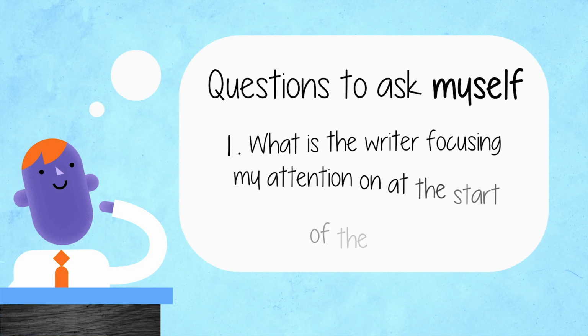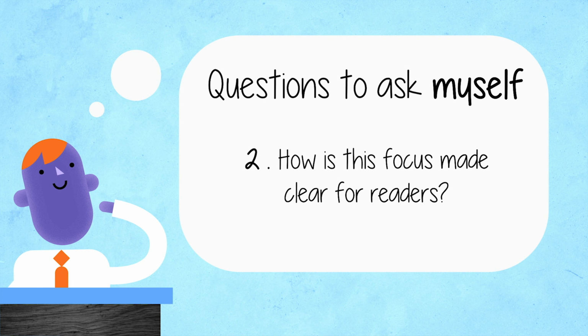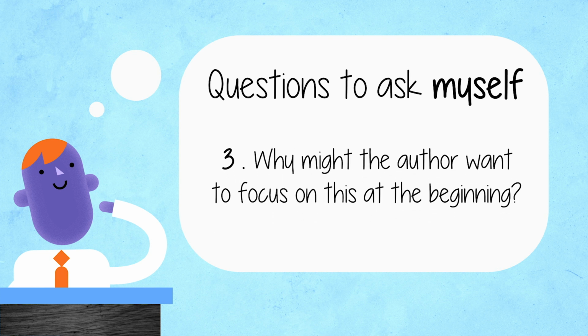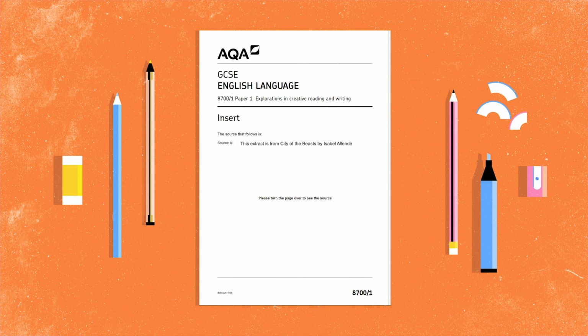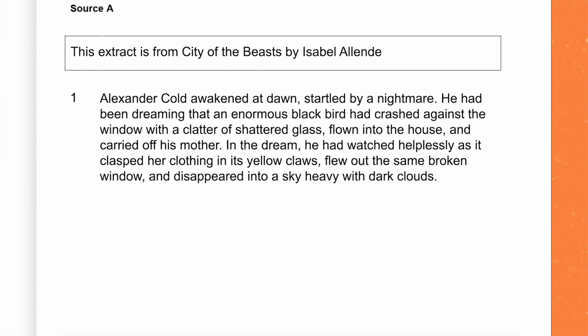Now though, those first 3 questions. What is the writer focusing my attention on at the start of the text? How is this focus made clear for the readers? Why might the author want to focus on this at the beginning? As we read the first paragraph of the text, let's keep these in mind. Remember what, how, and why.